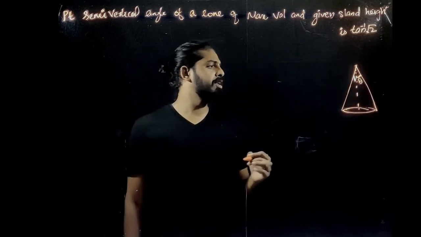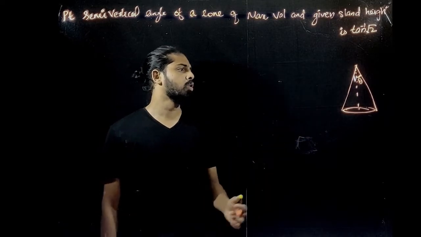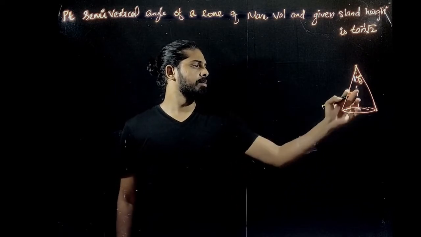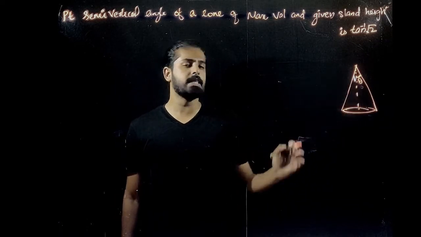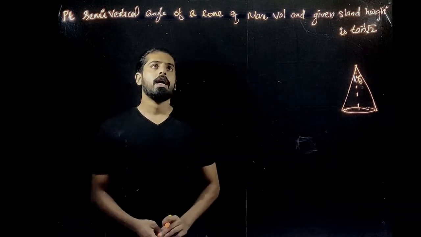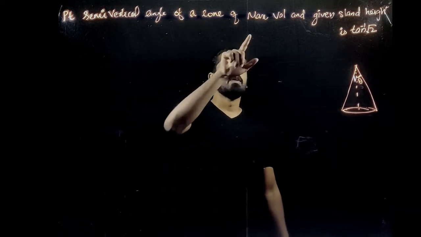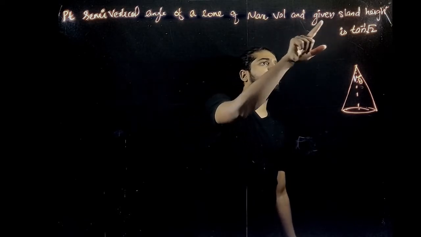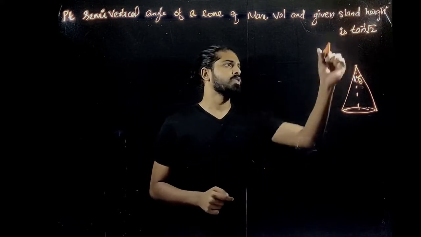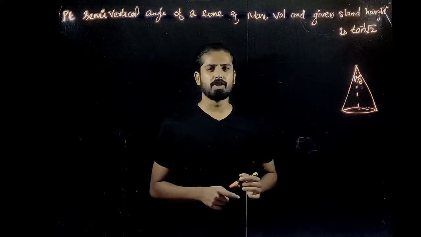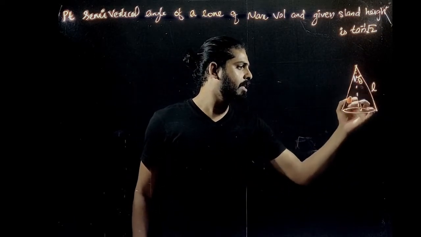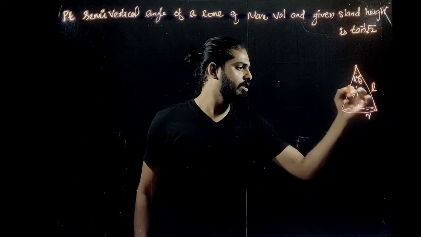If this be theta, we need to prove that tan of theta is equal to root 2. That means theta is tan inverse root 2. That is what we have to prove. If the volume is maximum and slant height is given, that means on a fixed slant height, the slant height is constant. L is constant. Slant height, we use the letter L, right? So this is slant height, this is height, and this is radius.